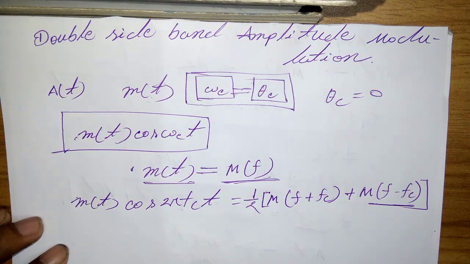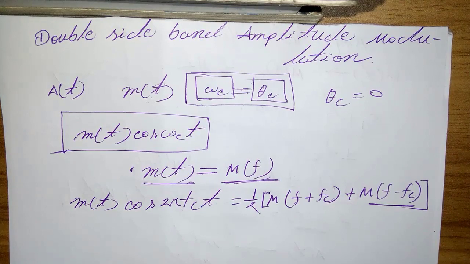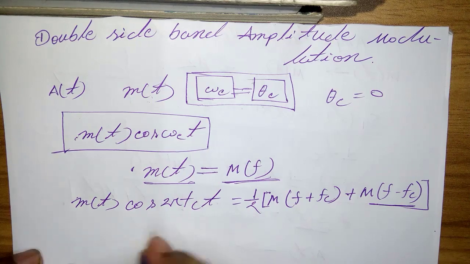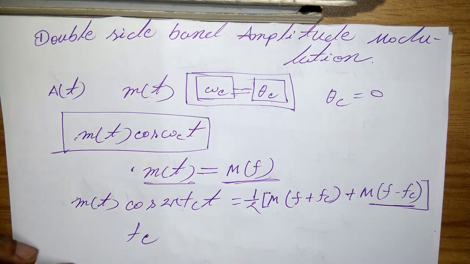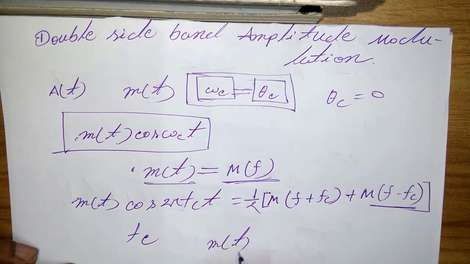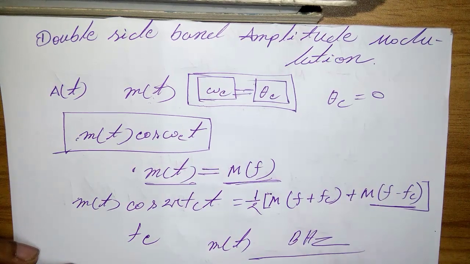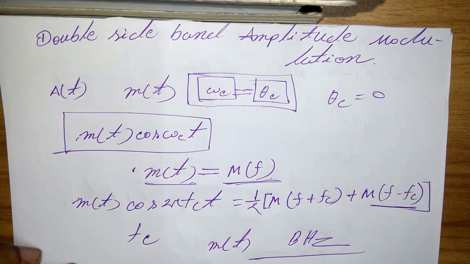In this system, the process of modulation shifts the spectrum of the modulating signal to the left and to the right by fc. And note that if the bandwidth of m of t is B hertz, then as seen, the modulated signal has a bandwidth of 2B hertz.